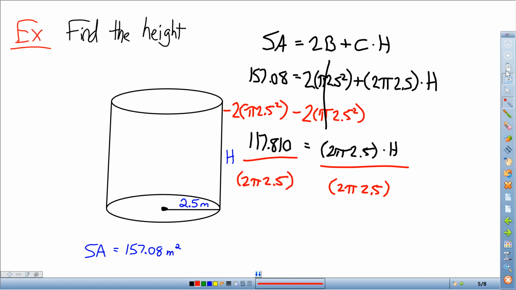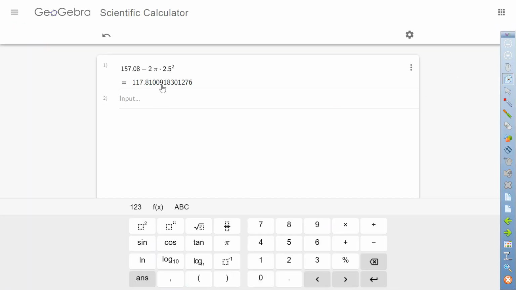Okay, so let's see what happens in our calculator. What I'm going to do is hit this enter button. Actually, I'm trying to think. If I hit the answer button, it'll bring this answer here, and then I can divide it by the 2 pi 2.5. All right, and it actually turns it into a fraction for me.